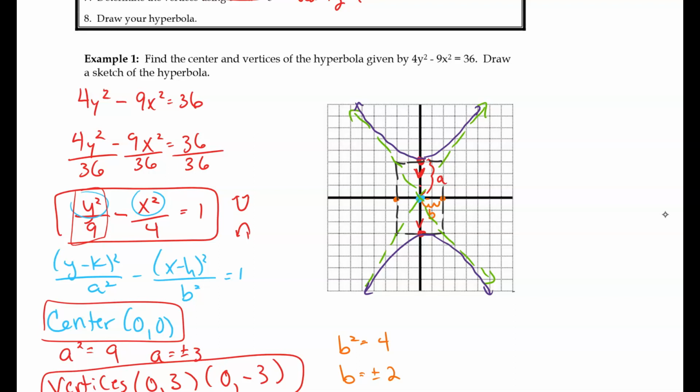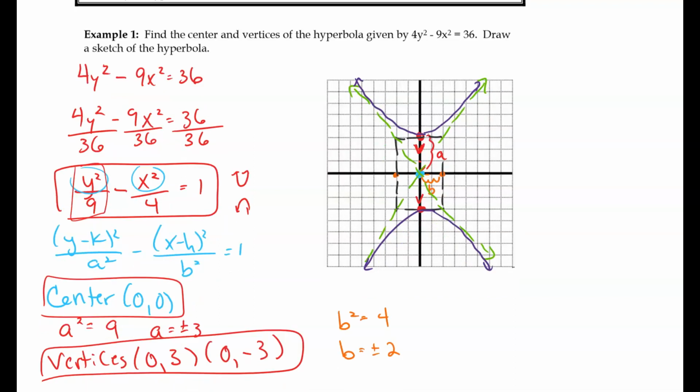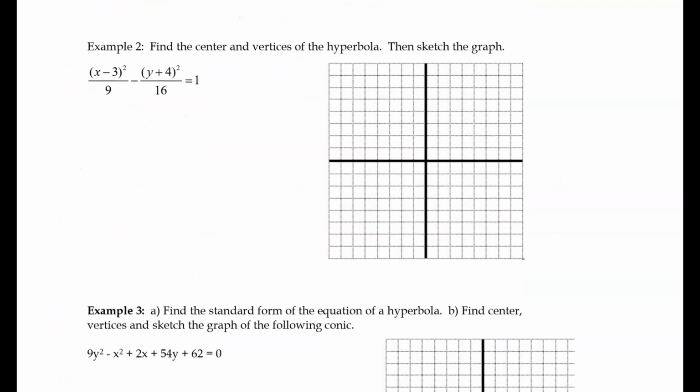All right, we have 3 more examples. They're all pretty important, but again, we are just looking for the standard form, the vertices, and to graph. So let's look at the next one. It says find the center and vertices of the hyperbola and then sketch the graph. And notice sketching the graph and finding these things go hand in hand.